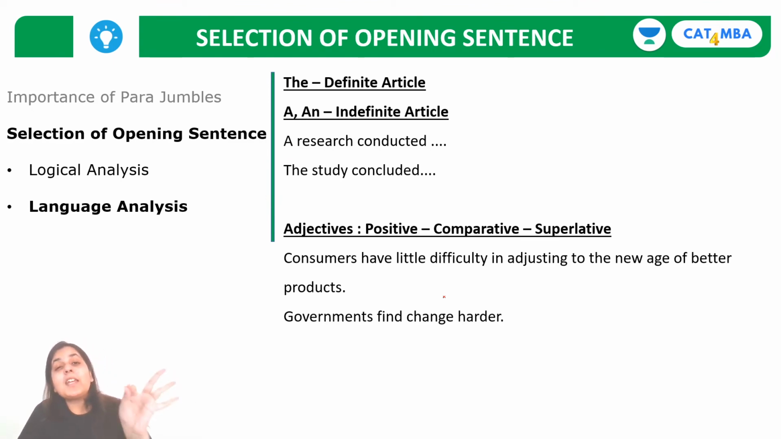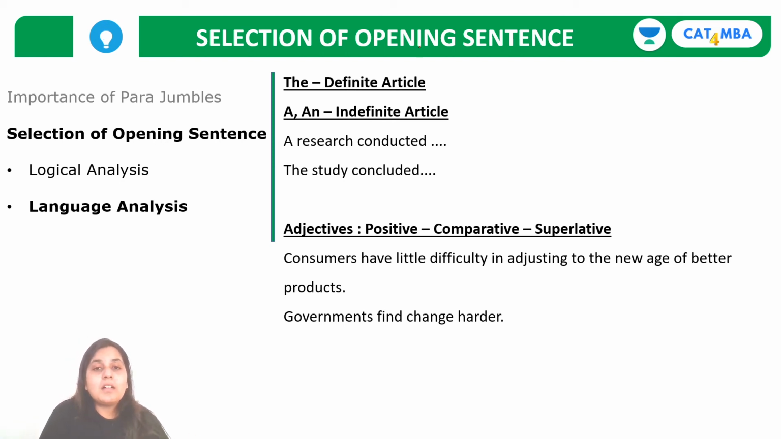And trust me, 90% of the students don't focus on this. From my personal experience, I'm sharing this with you. Over the last 9 to 10 years, what I've seen is most of the students go wrong in applying these two points. You all know it. Your grammar is strong, yes. But still, you don't think about this when you're answering para jumble questions.